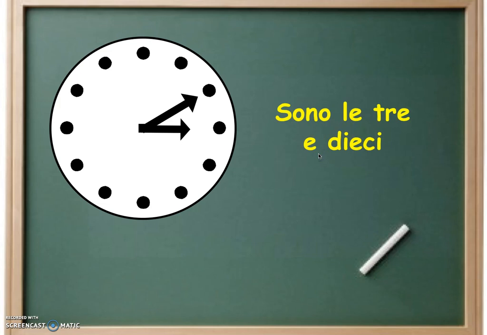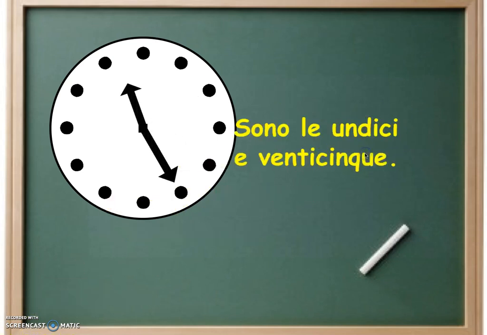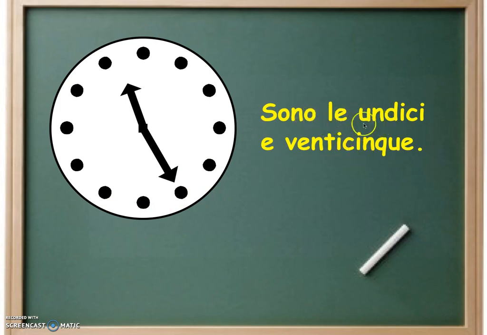The next one. Sono le 3:10. It is 3 o'clock and 10 minutes. Sono le 3:10. It is 3:10. The next one. Sono le 11:25. 11 we know is 11. 25 is 25. It is 11:25.